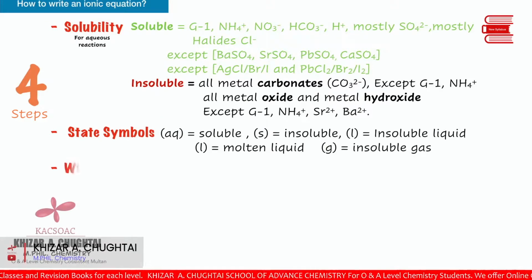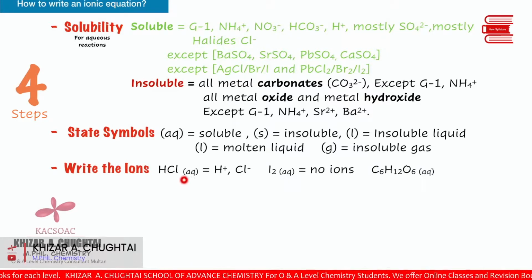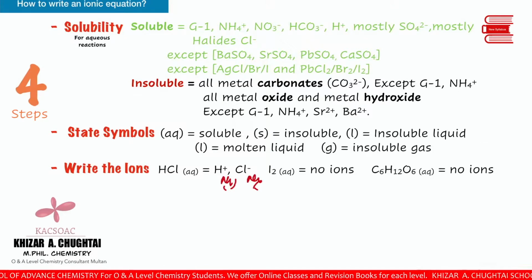The next step is to write the ions. For example, you know that HCl aqueous is written as H positive ion aqueous and Cl negative ion aqueous. But there are a few solutions containing covalent compounds, which do not make ions. They are not supposed to make ions in the solution.